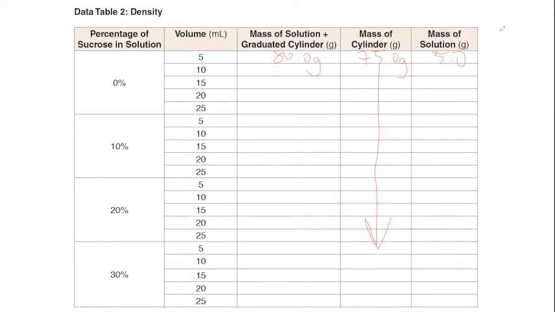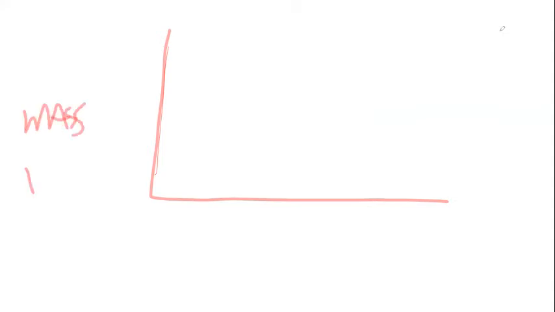And so this is what you're going to be plotting: the mass of the solution and the volume of the solution. When we're plotting that, which one is going to go on the x-axis and which one is going to go on the y-axis when I'm plotting mass and volume?